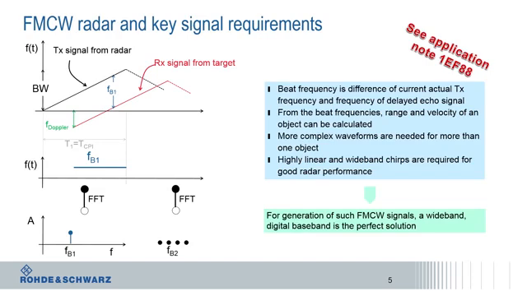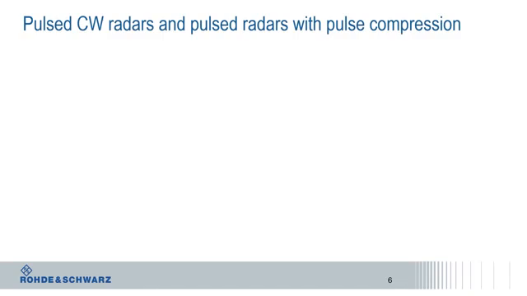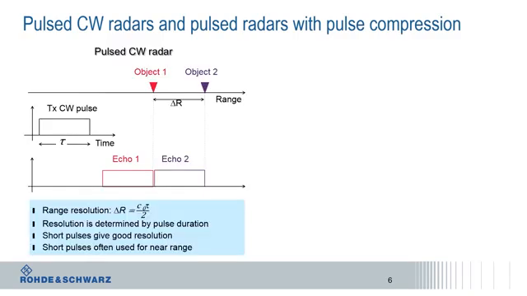There are not only FMCW radars, there are also pulsed radars. There are pulsed CW radars and radars with pulse compression techniques. So first of all, let's look at the pulsed CW radar. The resolution of a pulsed CW radar directly depends on the pulse duration. So the longer the pulse duration is, the worse the resolution is. Or the shorter the pulse is, the better the resolution is. Short pulses give good resolution and are mostly used at short range distances.